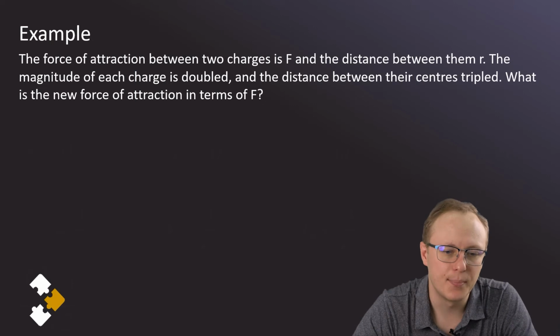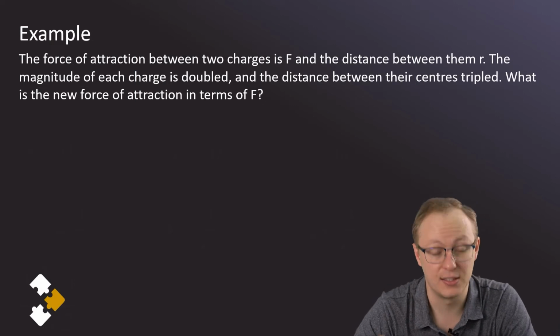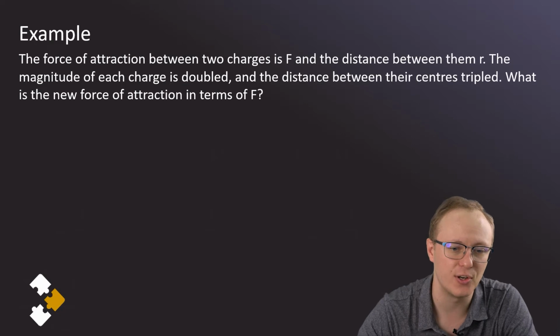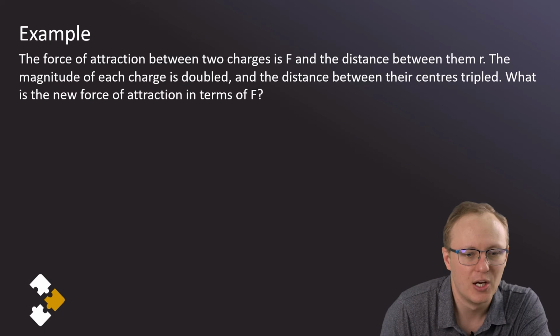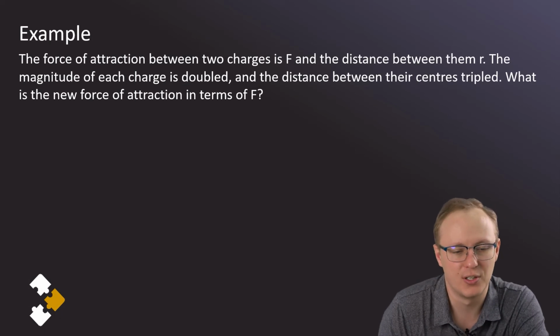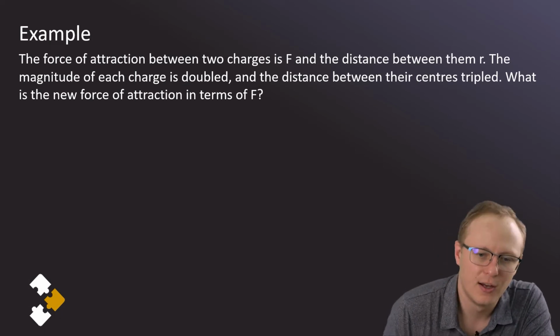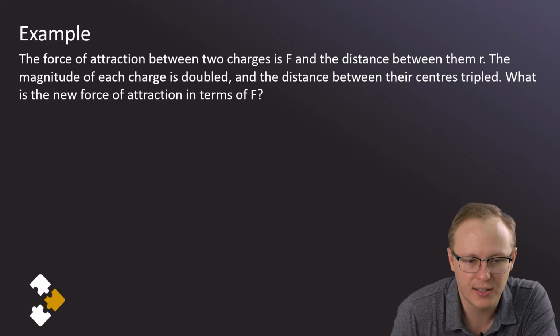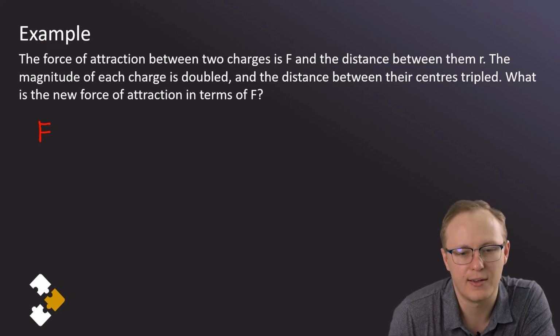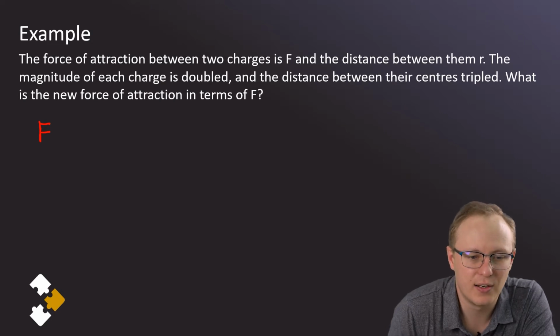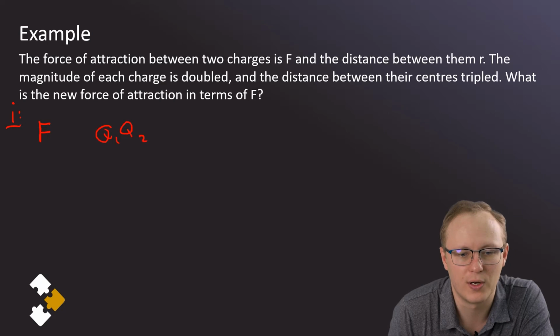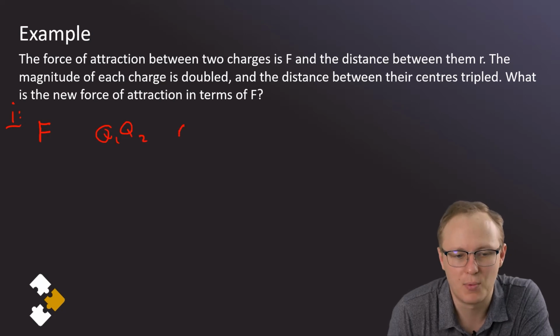So let's see. The force of attraction between two charges is F and the distance between them is R. The magnitude of each charge is doubled and the distance between their centers is tripled. What is the new force of attraction in terms of F? Okay, so let's see here. Initially we had F, and that was just between the two charges. So I'm going to put here I, as in initially. So the force was F, the charges were, I assume, Q1, Q2, and the distance between them R.